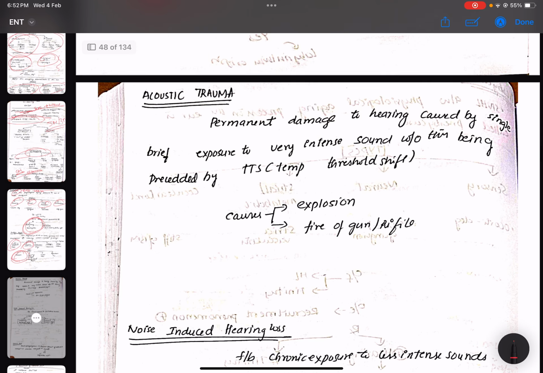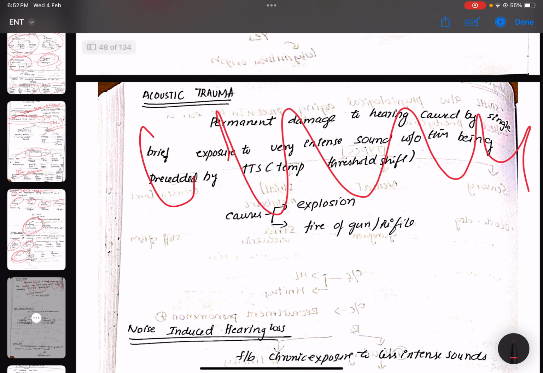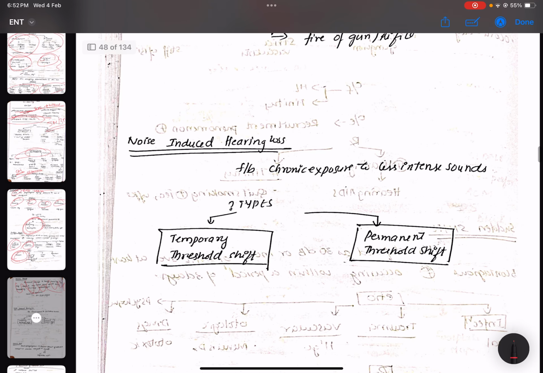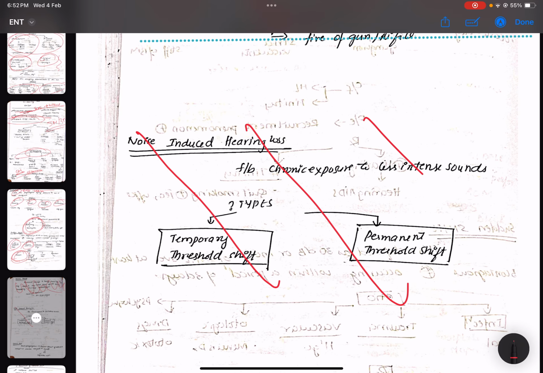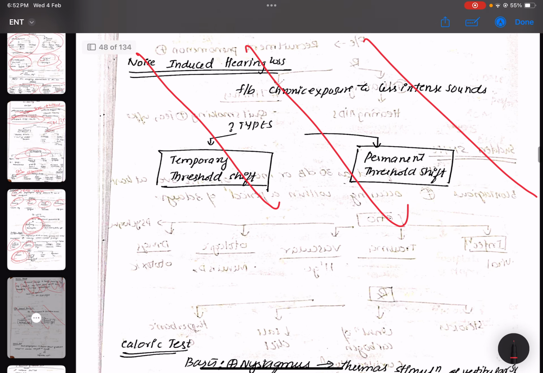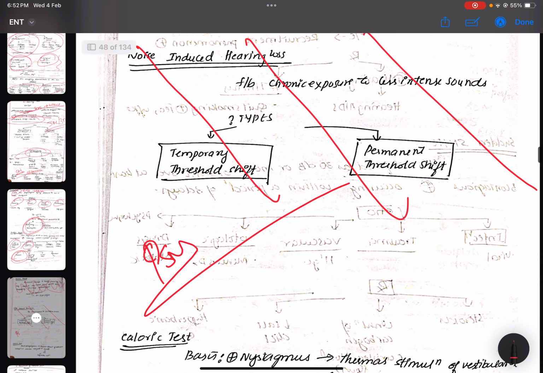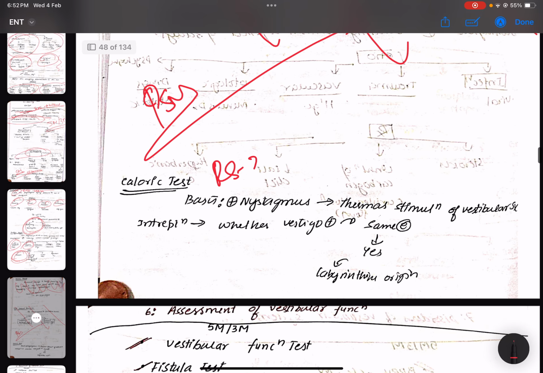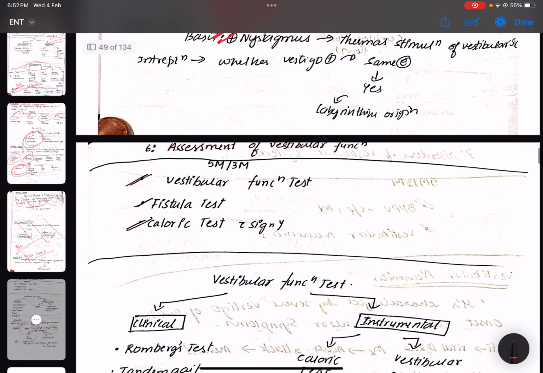Then acoustic trauma, I don't think this is an important thing. If you have time, you can study. NIHL, again based on the threshold. Again, this is not asked. This is PSI I'm talking about. And caloric test, RS2 type of question. If they want you to ask one question, they might ask. Again, study. There's nothing for me to explain.